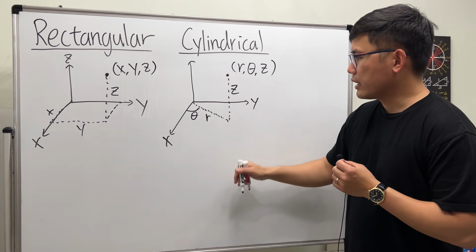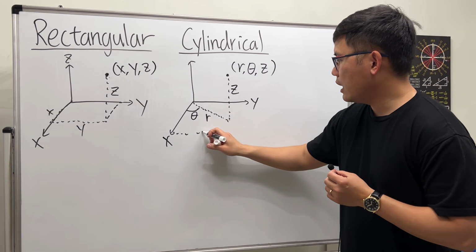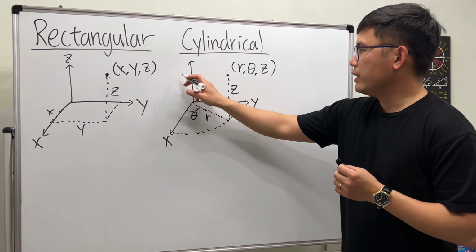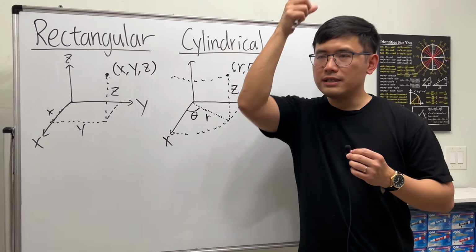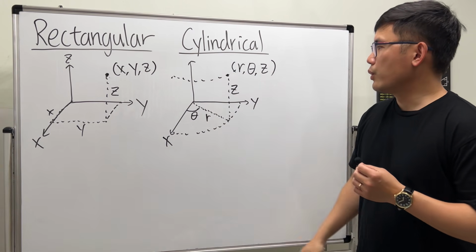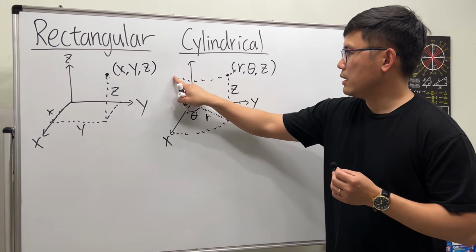And why is this called the cylindrical coordinate system? Because when we do this rotation, you can imagine that we have a bunch of circles. It's like a cylinder, cylindrical coordinate system, like so.